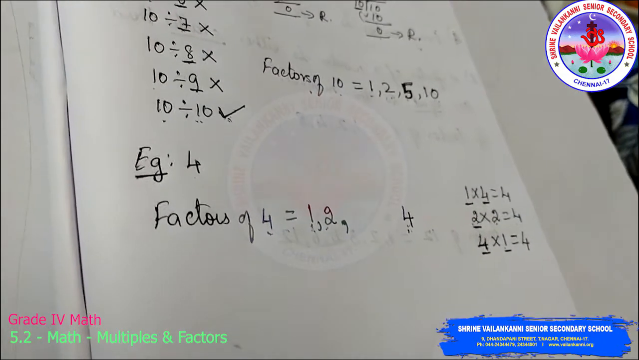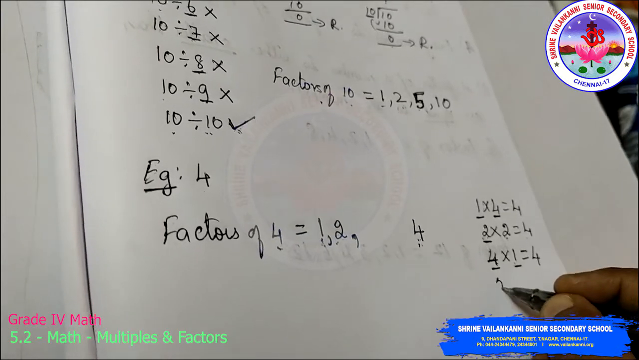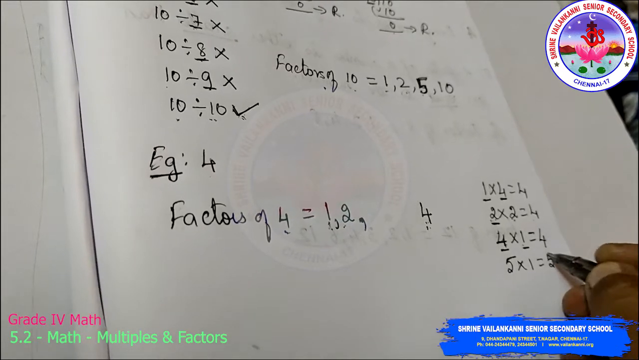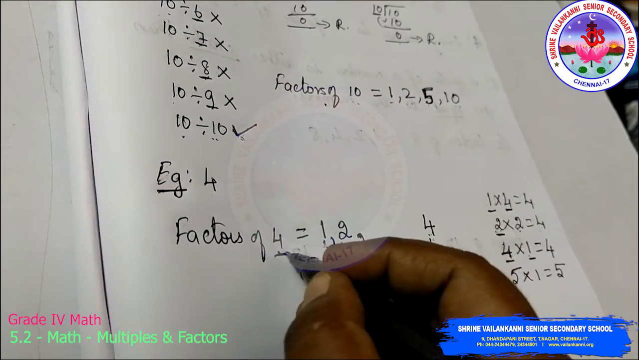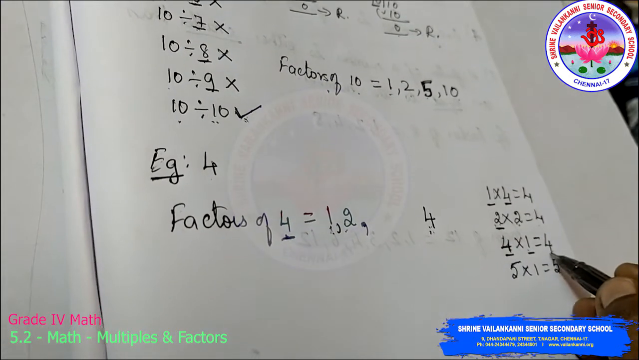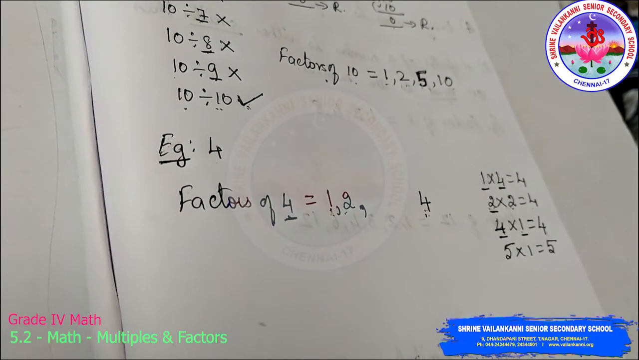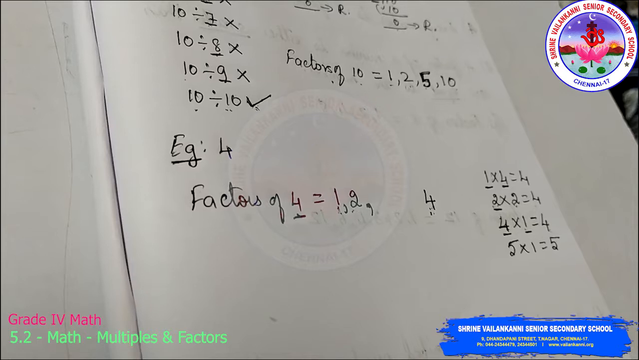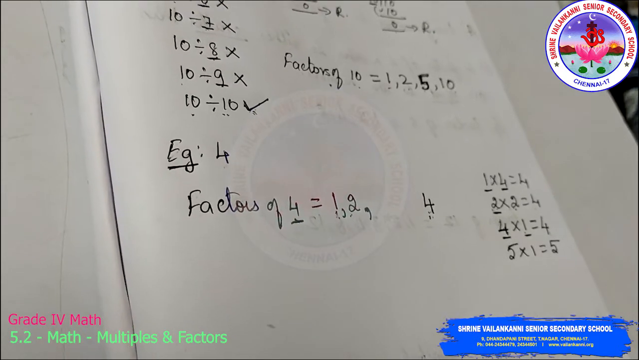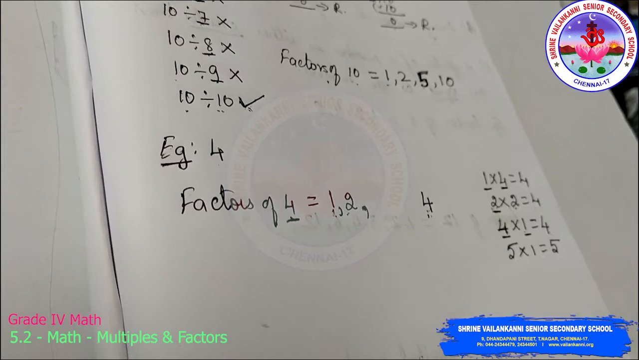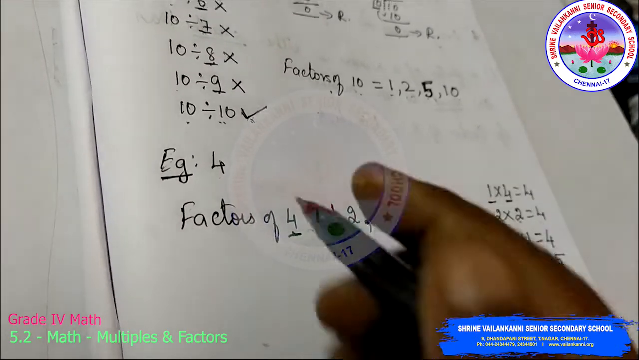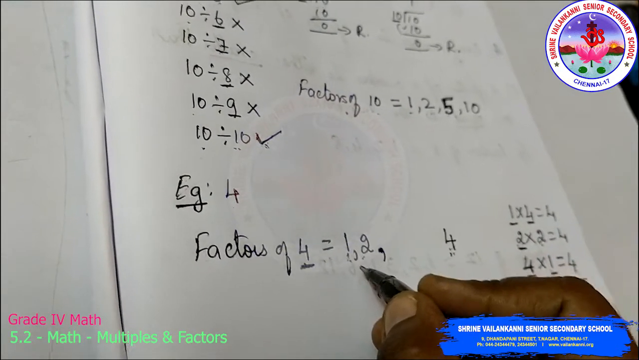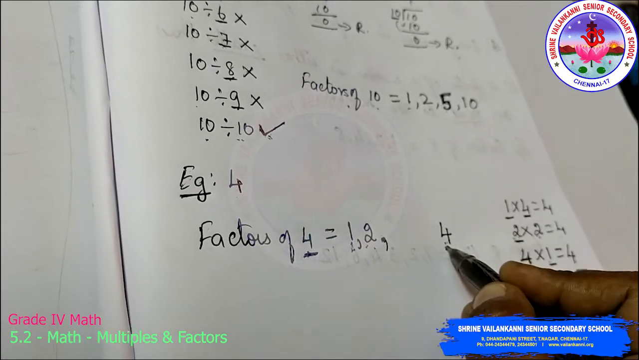If you check after 4, the 5 table, obviously 5 ones are 5. Obviously what happens? This 4 will become the largest number, and after the 4 table we don't need to check, because after 4, 5 ones are 5, 6 ones are 6, 7 ones are 7, 8 ones are 8. Obviously the factors will go on to higher values. So you can stop with the number whichever you are finding. Okay. So the factors of 4 are 1, 2 and 4.